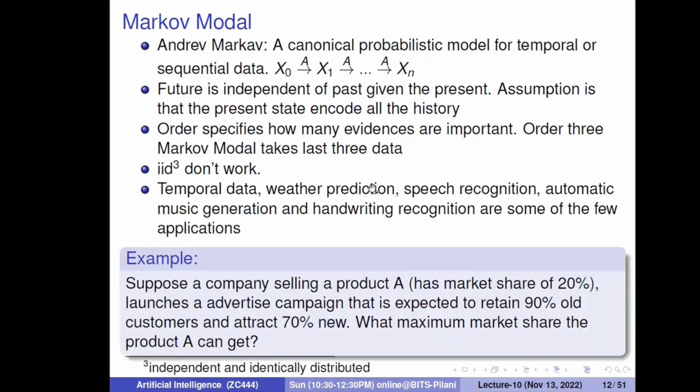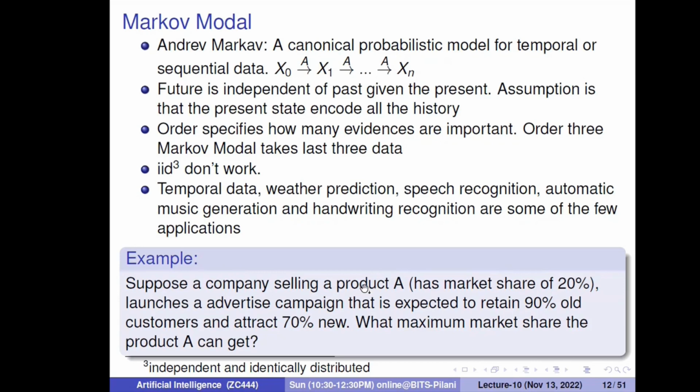So here IID means it does not work. IID, independently identically distributed. So what does it mean? That things are actually changing. Things are not random, because I am going to apply a kind of thing now. So things are actually moving in a particular direction. I have a very simple example.